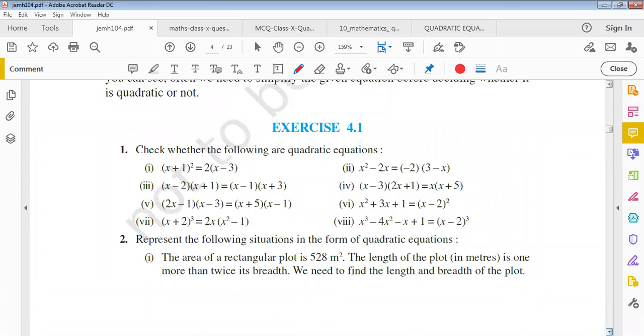Next, similarly, there are so many others. Check whether the following are quadratic equations. All are the same models, right? Say x plus 1 whole square, you have to expand using a plus b whole square formula. These are all the same models. One last question, I'll do this model, because everything is the same.